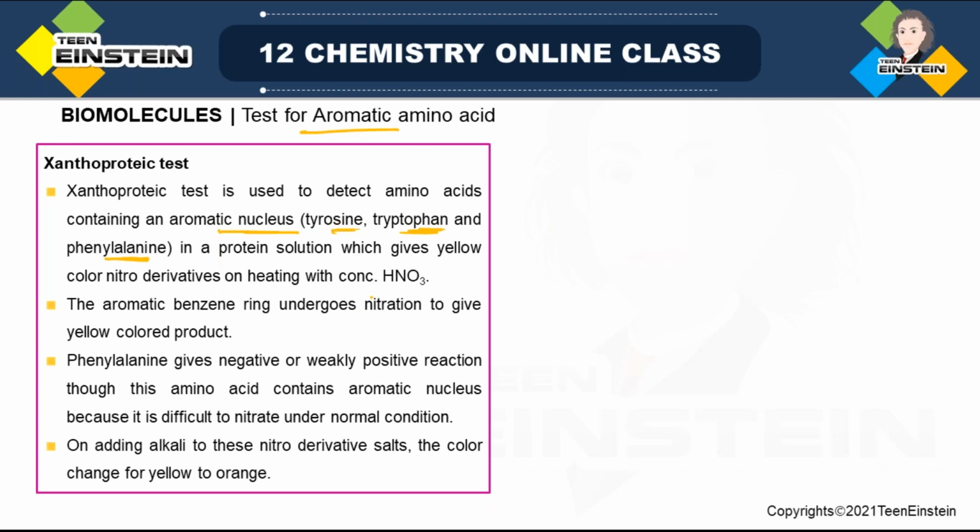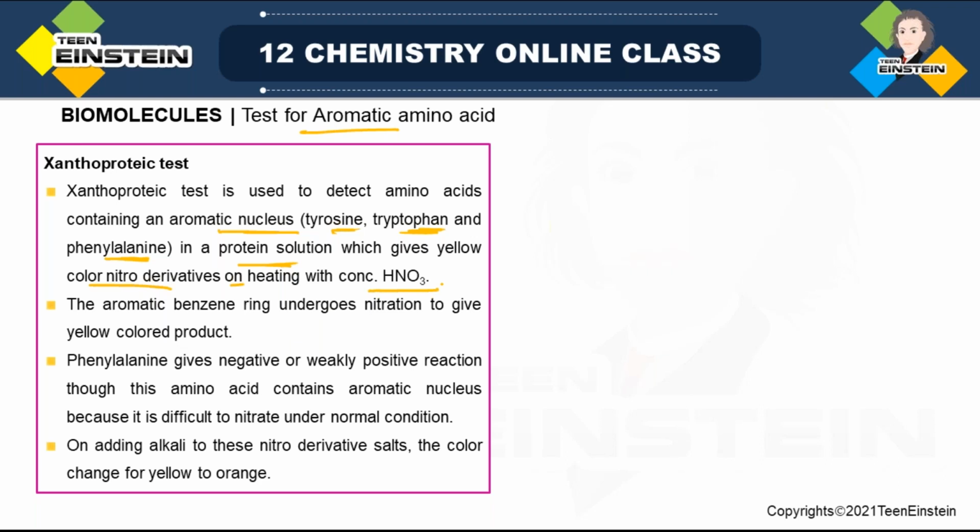But remember, if an aromatic nucleus is present, you can also consider a protein solution. What exactly a protein is, we will discuss after finishing all these tests. But you can consider a protein as one type of polypeptide where several peptide linkages are present. In a protein solution, if any side chain contains an aromatic nucleus, then this test will be positive. It gives a yellow nitro derivative when heated with concentrated HNO3, nitric acid.